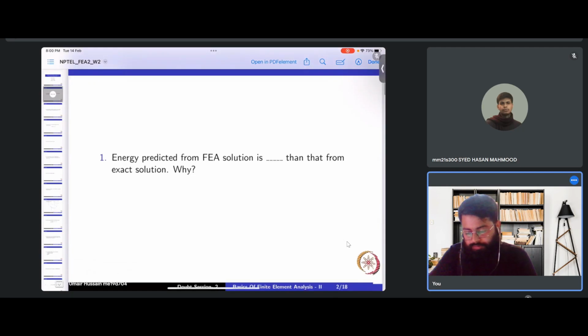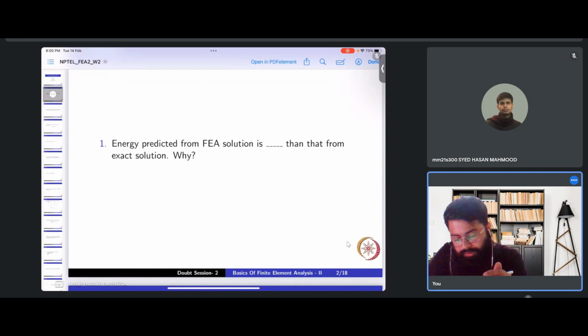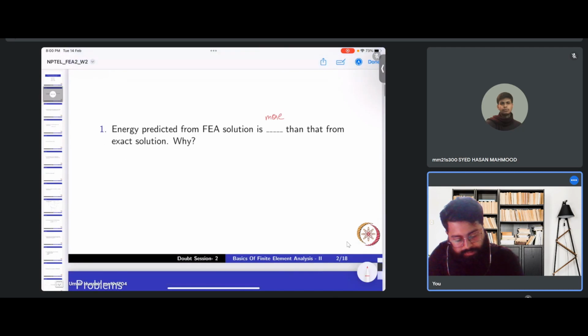So yeah, I think we've discussed this. The energy predicted from the FE solution is more than that from the exact solution. Right. Okay, good.